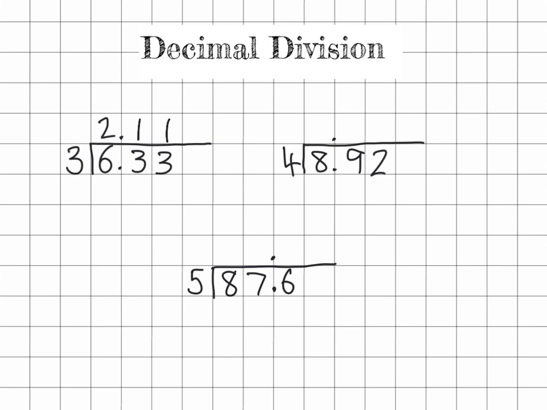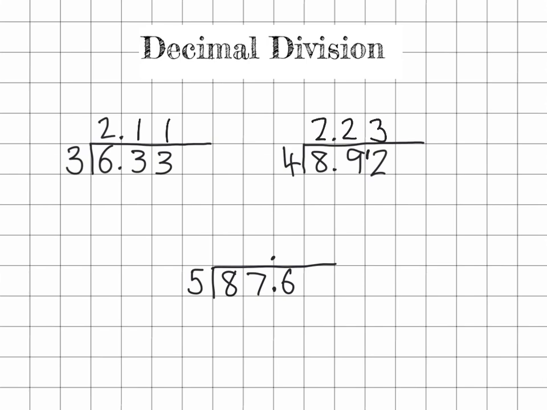Right, the next one is, how many times can we get 4 into 8? 2 times. How many times can we get 4 into 9? Well, 2 again. And then we have 1 left over. So 12 divided by 4 is 3.